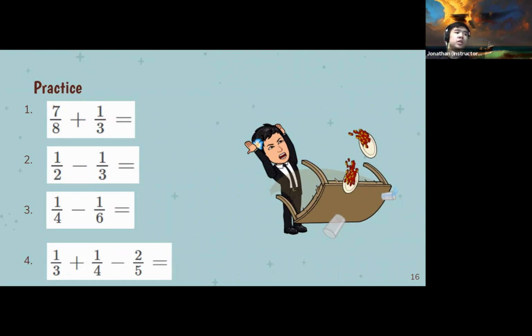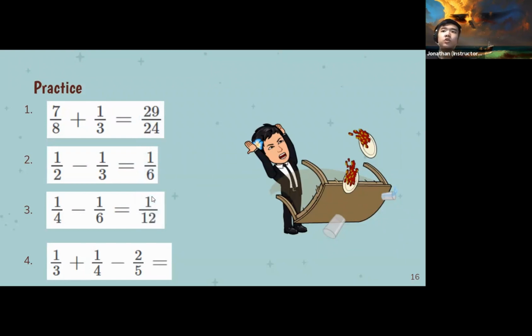Okie dokie, so a couple people have indeed finished. So let's try to go over them. The first one, lots of people got this one, which was 29 over 24. Very good. The common denominator was 24. Second one is 1/6. Third one is 1/12.